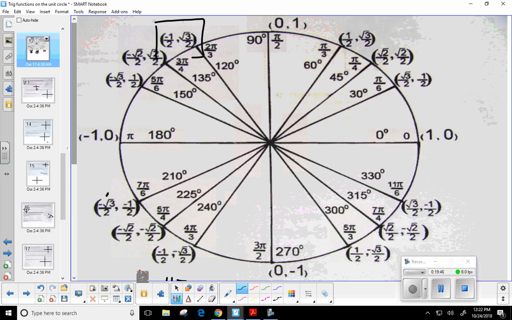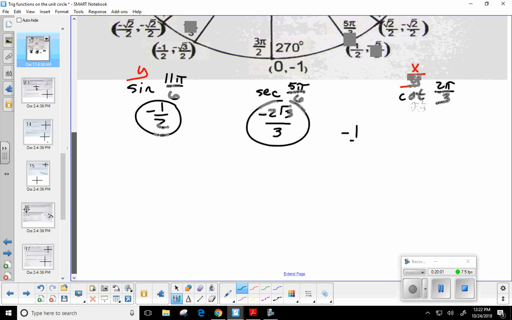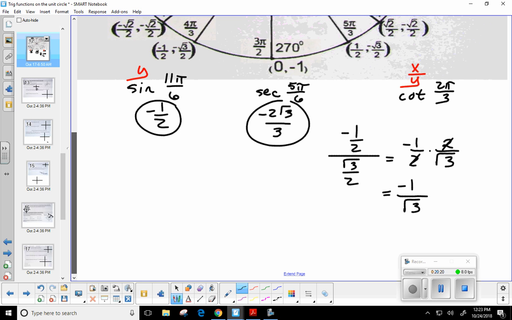Here is the ordered pair that I want. Okay, so what does cotangent want again? I always forget. It wants the x divided by the y, right? So I'm going to take this x value and divide it by that y value. So negative 1/2 divided by the square root of 3 over 2. Would everybody agree? And then now we just take care of it. Dividing by a fraction is multiplying by its reciprocal. So see, the 2's are going to cancel. So it looks like I've got negative 1 over the square root of 3. Now what?